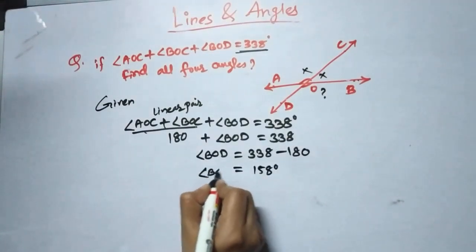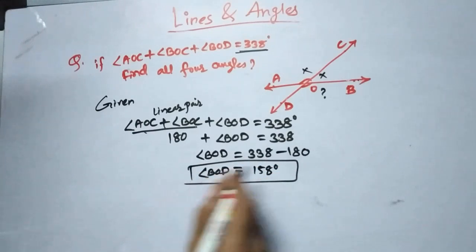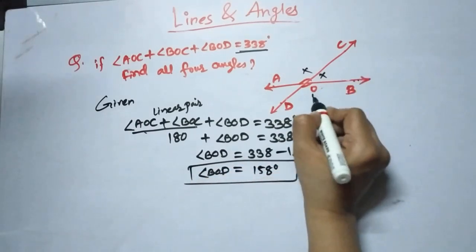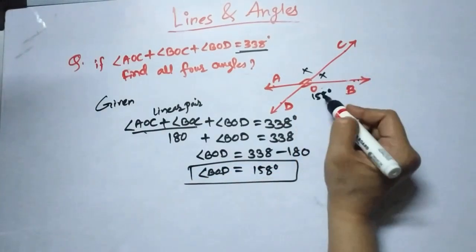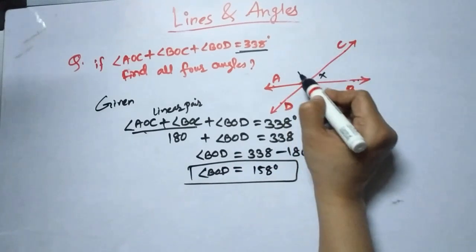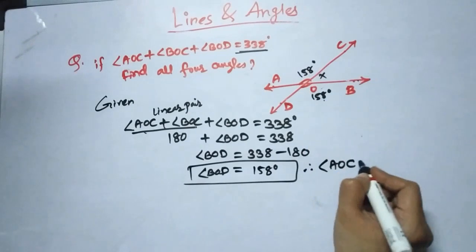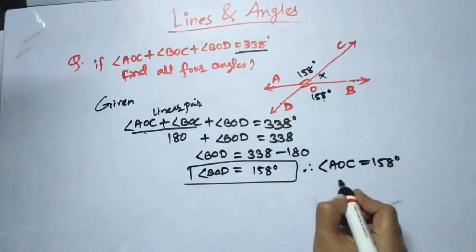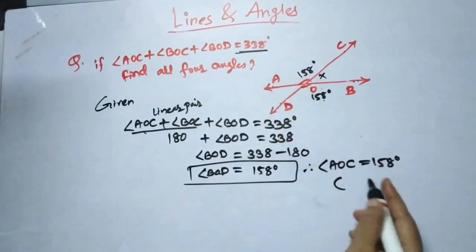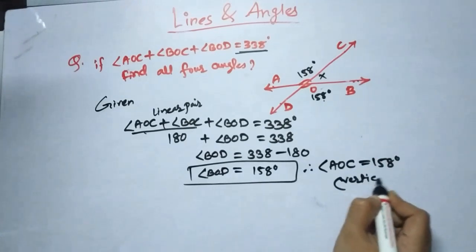So angle BOD is 158 degrees. So this angle we got is 158 degrees. So as this is 158, its vertically opposite is also 158. Therefore, you can write angle AOC is also going to be 158. Reason: these two are vertically opposite angles.